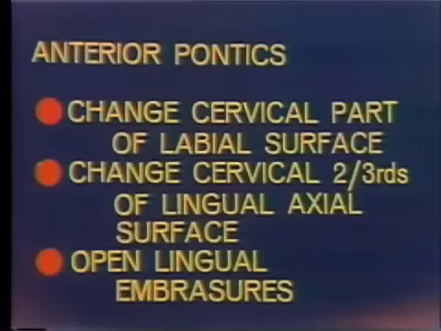Now that we've discussed the various changes that are necessary to the normal anatomical form of a central incisor tooth to create a good Pontic form, let's take a look at this chart and summarize the points that we have gone over. We have discussed changing the cervical part of the labial surface to maintain the correct cervico-incisal length of the tooth. We have talked of changing the cervical two-thirds of the lingual surface in order to open the lingual embrasure and to assist in opening the proximal embrasures. And we have also discussed opening the lingual embrasures themselves. These then are the necessary changes in anatomical form in developing an anterior Pontic.